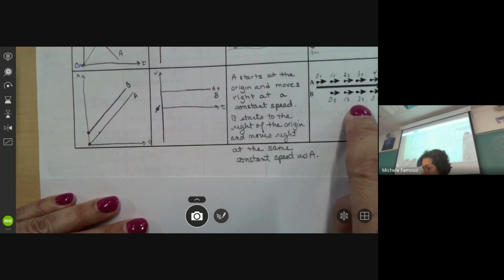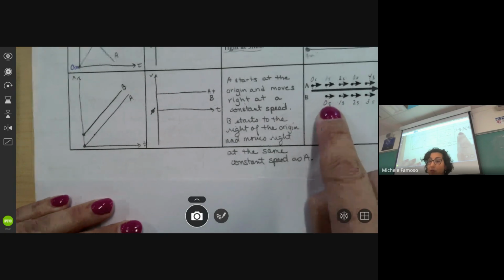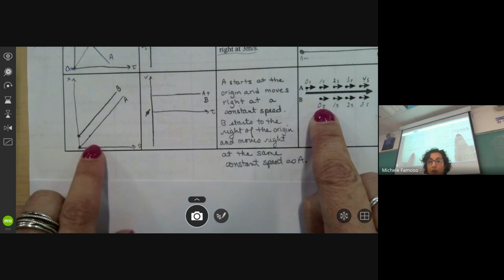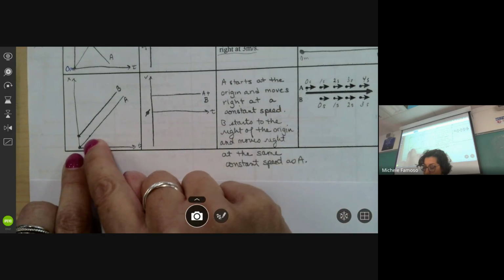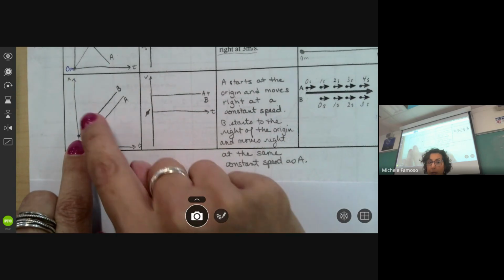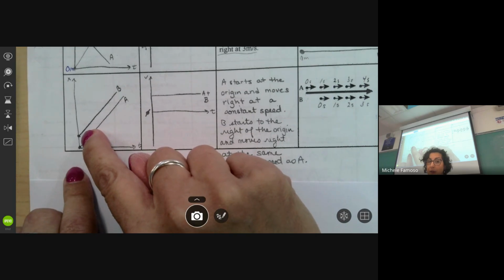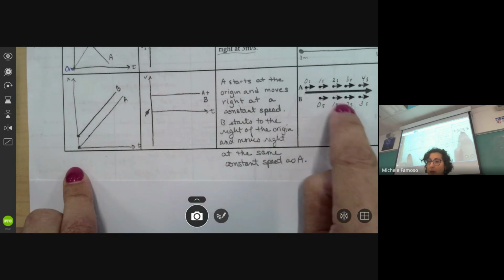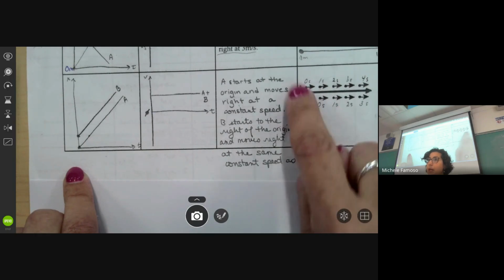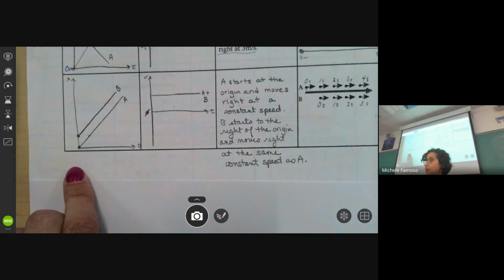I showed you this. Do you see how A is starting at the origin, but B is starting to the right of the origin? So that means A's diagonal line with a positive slope starts at 0. B's diagonal line with positive slope starts ahead of it at a positive value. But do you notice how all those arrows are the same length, all of them? That means they have the same speeds. So these lines are parallel to each other.